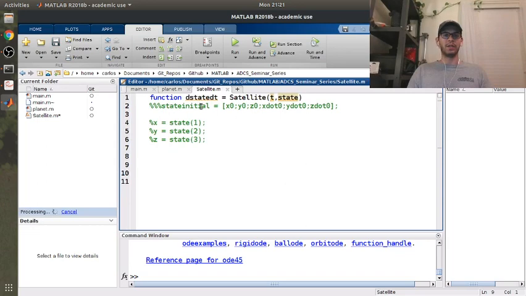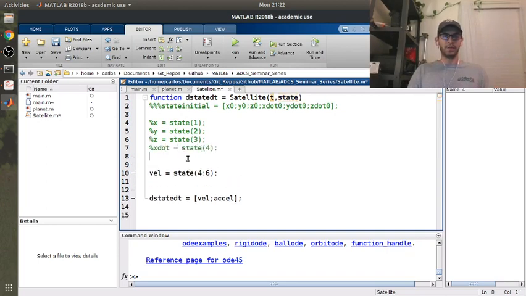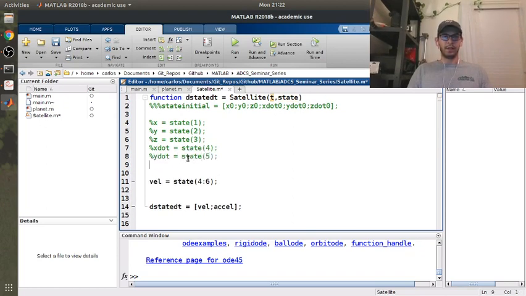So let's figure out what we need to do here. So at the end of the day, I need to return dstate dt, which is going to be the velocity and the acceleration, okay? So let's think about the velocity. That one's pretty easy. The velocity is just x dot y dot z dot. So that means that the velocity is the state of 4 to 6. So that's the 4th, 5th, and 6th element. Let me go ahead and finish this out, these comments. So that's x dot, state of 4, y dot, state of 5, and then z dot is state of 6.